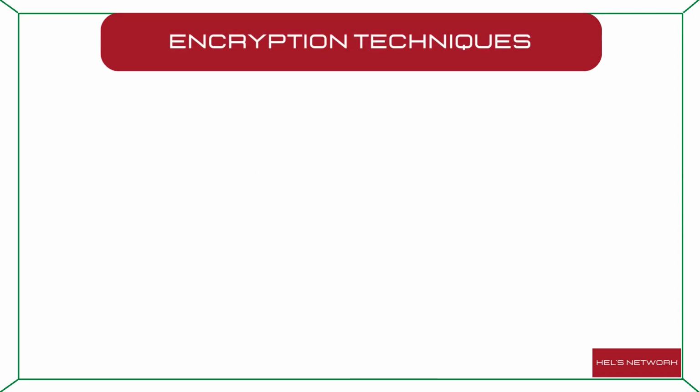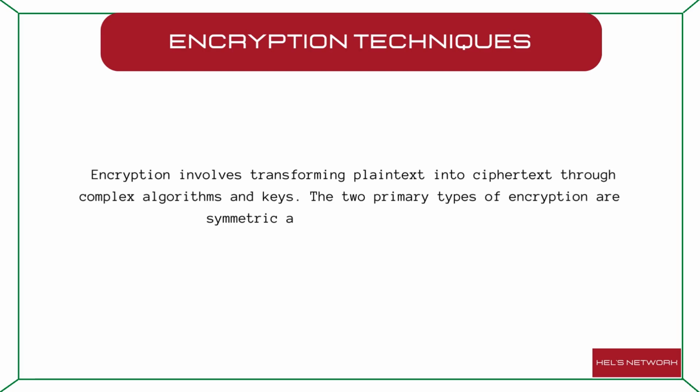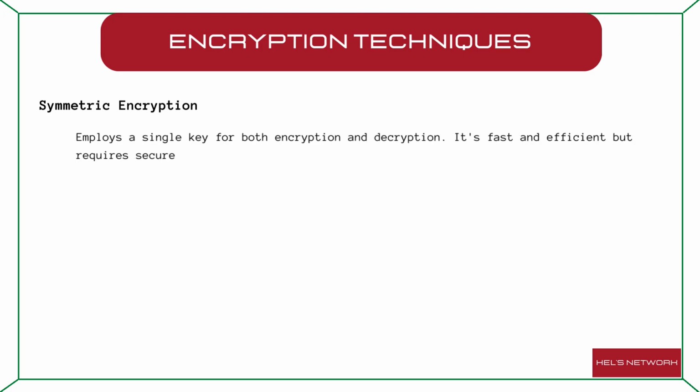Now, let's dissect the cornerstone of cryptography, encryption. Encryption involves transforming plain text into ciphertext through complex algorithms and keys. The two primary types of encryption are symmetric and asymmetric encryption. Symmetric encryption employs a single key for both encryption and decryption. It's fast and efficient, but requires secure key distribution.